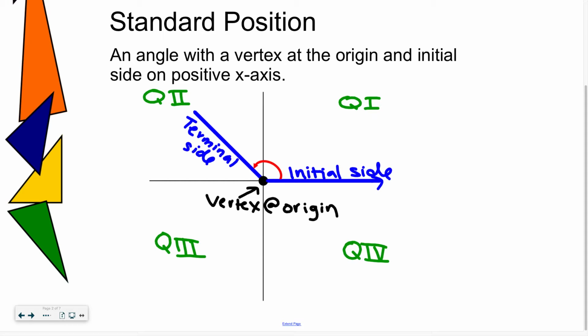It could have gone the other direction. And it also tells me how many rotations my angle made around the origin. So I potentially could take that terminal side, go around once, and then go back to that spot. Or I could go around 3 times and then to that spot. So you might see spirals in there too.